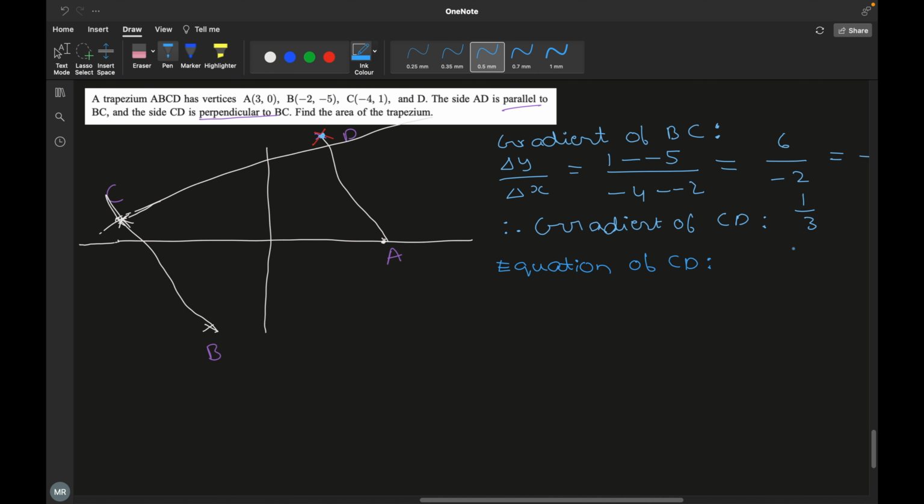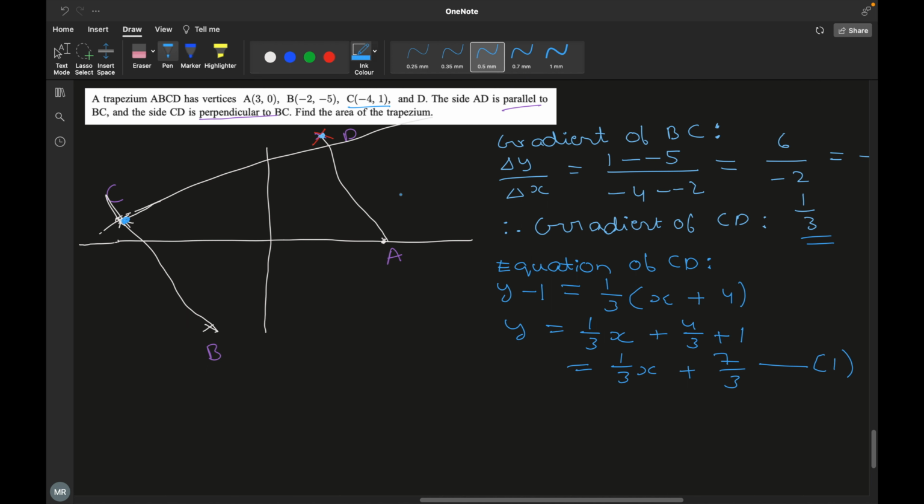Okay, so we have the gradient of CD and we have the coordinate of C. So we can find the equation now. So it will be y minus 1 equals 1 by 3 times x plus 4. It would be y equals 1 divided by 3x plus 4 by 3 plus 1. We can simplify this to 1 by 3x plus 7 by 3. Let's call this equation number 1.